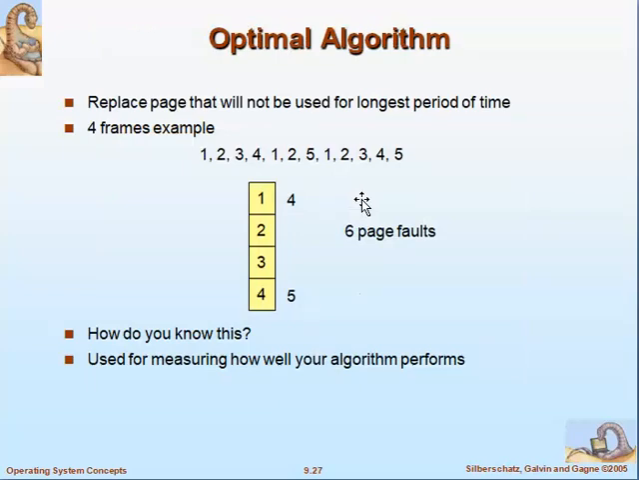Next one is the optimal algorithm. The optimal algorithm replaces the page that will not be used for the longest period of time. Means in this particular algorithm we are going to select a page which will not be used for the longer period. Okay, so that is the technique. We will take an example. Our reference string is the same, and we are going to have 4 frames.